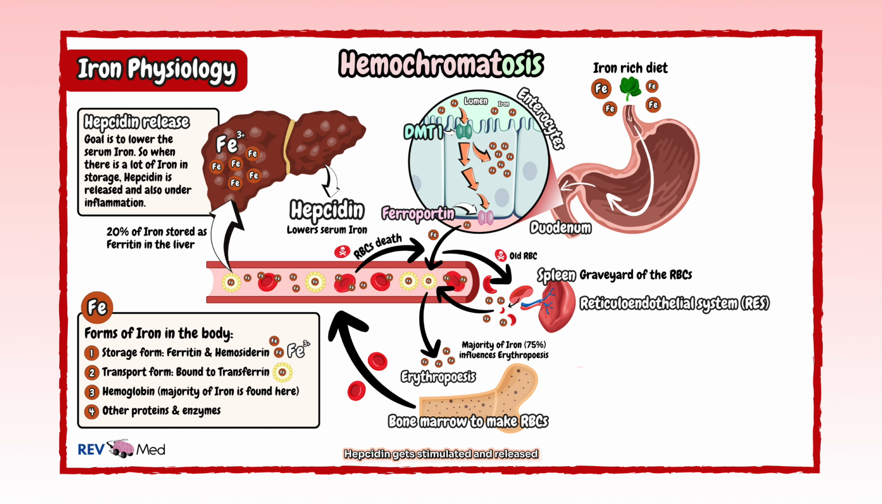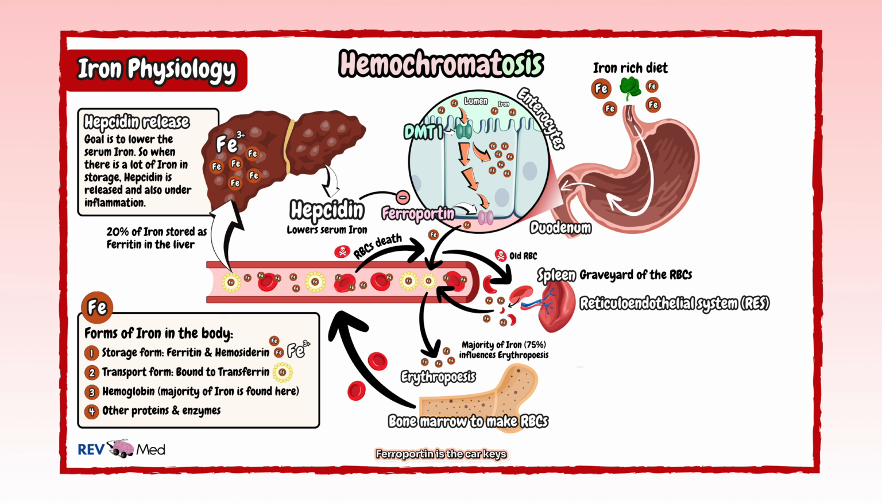Hepcidin gets stimulated and released when there's a lot of iron in storage. And you'll also find inflammation can promote the release of hepcidin as well. So hepcidin does a variety of different things to stop little bro iron and lower the serum iron. A main way of it bossing iron around is inhibiting ferroportin, the transporter we discussed. It essentially promotes the destruction of ferroportin both in the enterocytes and the liver, and even in the red blood cells.